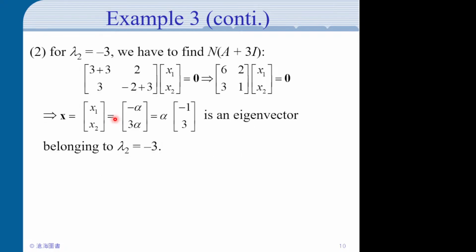Here we are being a little different, but okay. Anyway, you see this minus alpha and 3 alpha will be an eigenvector, because 3 times minus alpha is minus 3 alpha, and 1 times 3 alpha is 3 alpha, so it cancels out. And so it's alpha times (minus 1, 3). It's an eigenvector belonging to lambda 2 equal to -3.